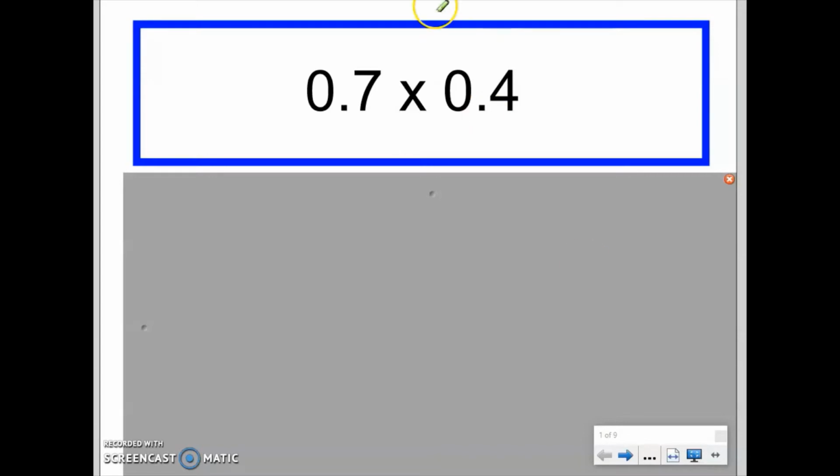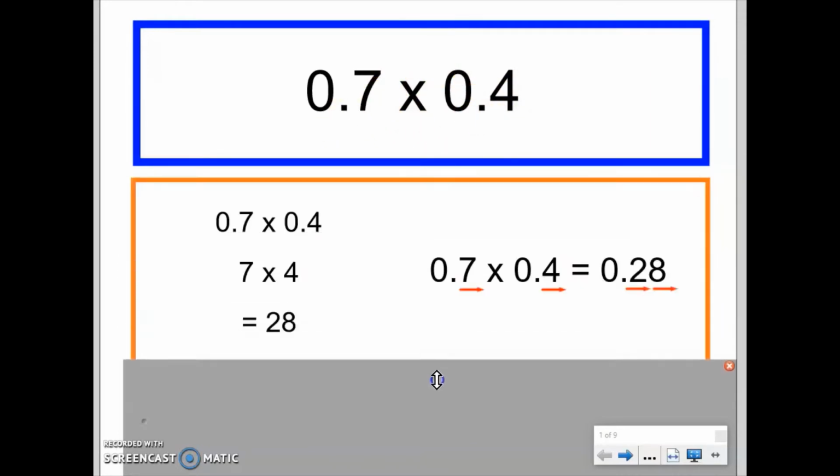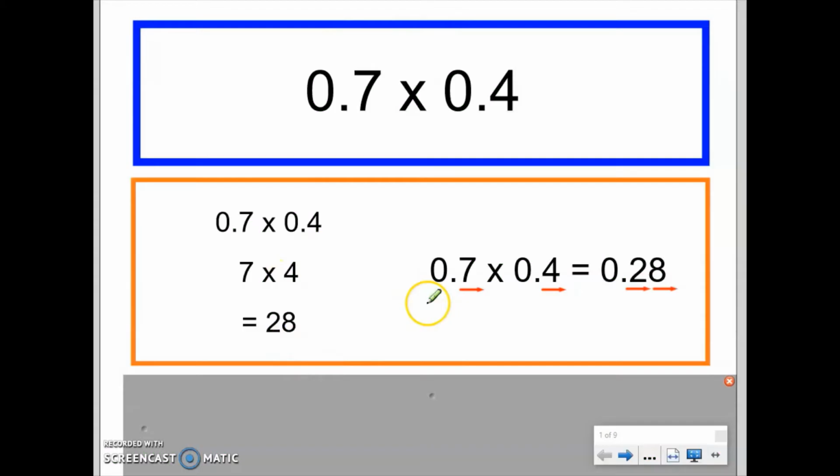So I've started with the question 0.7 times 0.4. At first glance, that looks like quite a tricky question to do mentally, quite a difficult question to do in our heads. I'm just going to show you the process of how we should approach this question. This is what your working out should look like. So I'm just going to talk you through how I ended up with a result of 0.28.